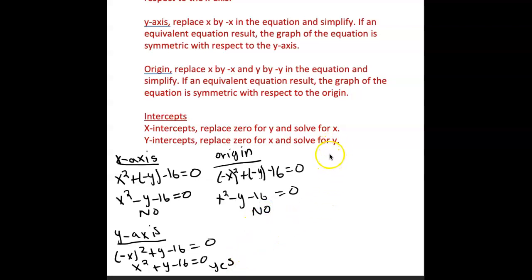Now we're going to look for our intercepts. This time let's look for the x-intercept first. In order to look for the x-intercept, I'm going to substitute 0 for y.